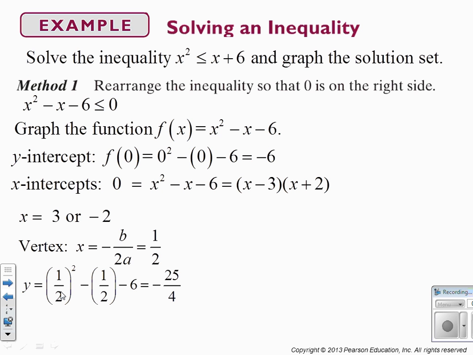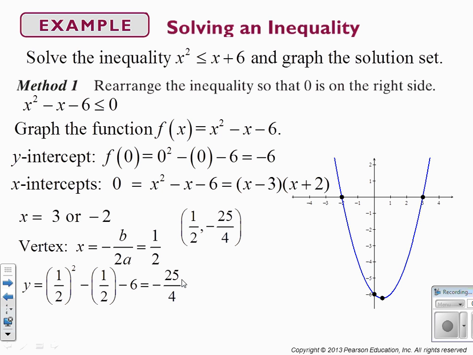It's in the negative 4 range. It's like 6.25. 4 goes into 24 6 times with 1 left over, yeah. So 6.25. And if we put all those points on our graph, it kind of looks a little something like this.